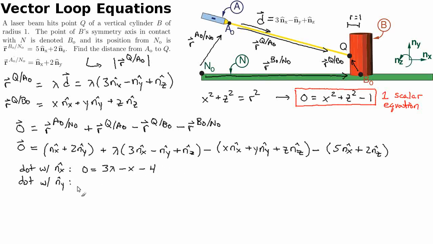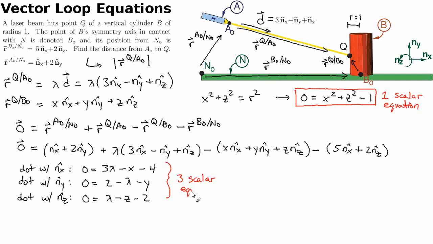When we dot with ny, again, on the left we'll have 0, and on the right we're basically going to keep the ny components. So here we have 2, which comes from here, a minus lambda, and a minus y. Finally, we dot with nz, which gives us a plus lambda from here, a minus z from here, and a minus 2 from here. So here, by dotting this vector equation with 3 linearly independent unit vectors, we get 3 scalar equations.